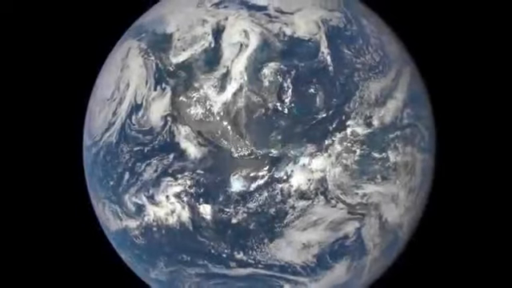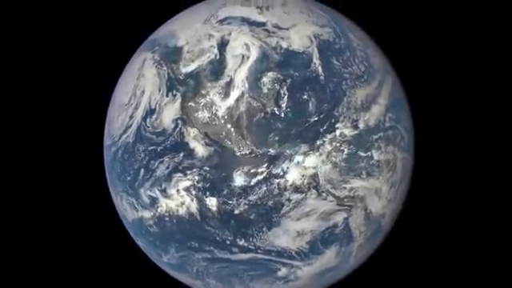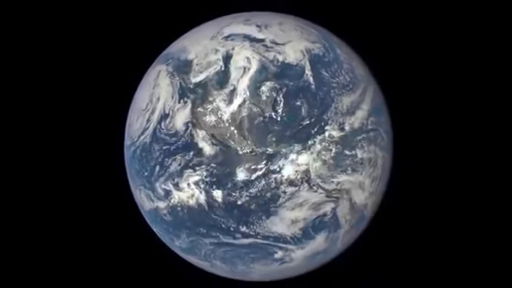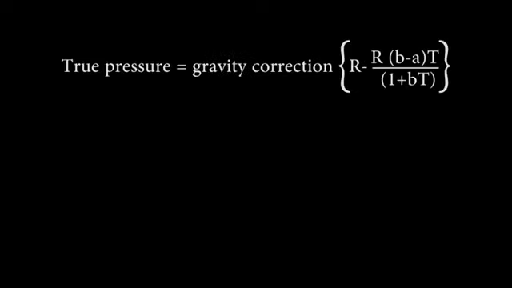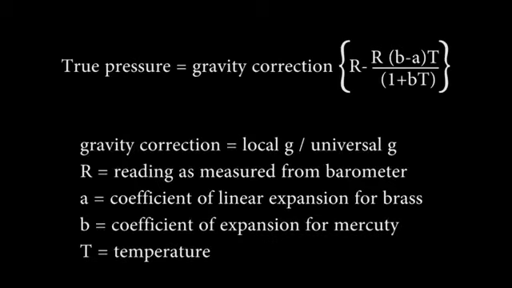A less obvious problem is that gravity is not uniform across the Earth's surface. It changes slightly depending on your altitude and latitude. Now let's do the math to account for these problems. Using this equation, we can correct the measured pressure of 645.4 torr for the systematic errors we've been discussing. The result of this calculation is a corrected pressure of 642.7 torr.